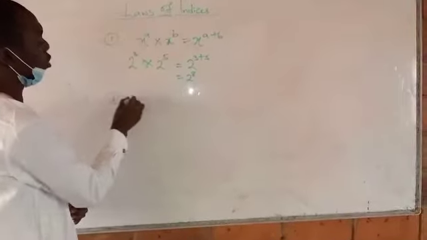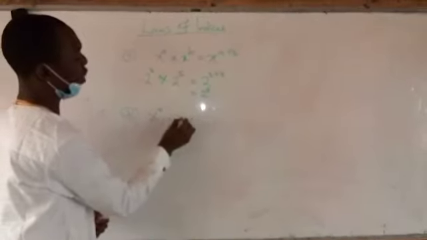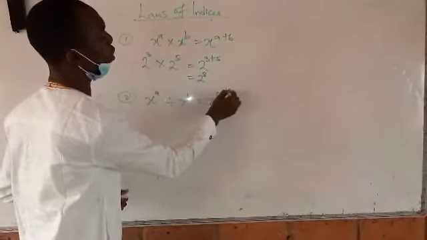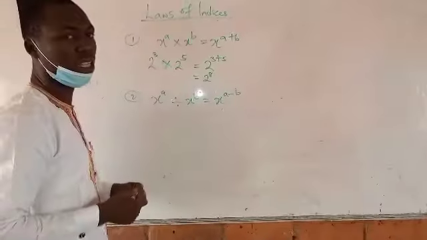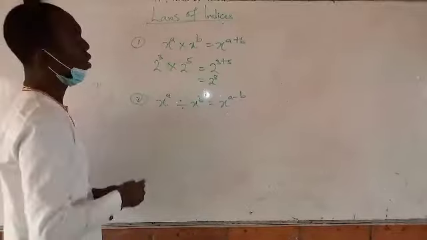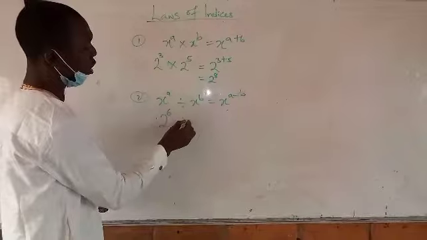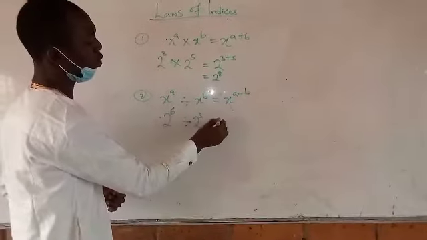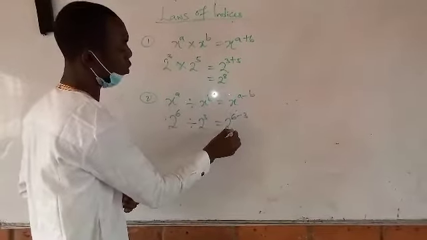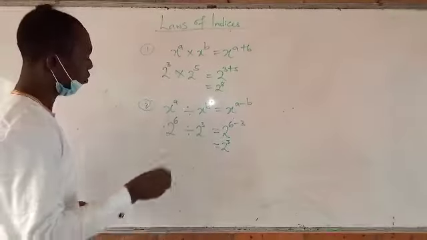The second law, that's division. If you have x raised to power a divided by x raised to power b, that will be x raised to power a minus b. That is, when you are dividing and the bases are the same, you just subtract the index. For instance, if you have 2 raised to power 6 divided by 2 raised to power 3, that will give us 2 raised to power 6 minus 3. That will be 2 raised to power what? 3. So that is the second law of indices.